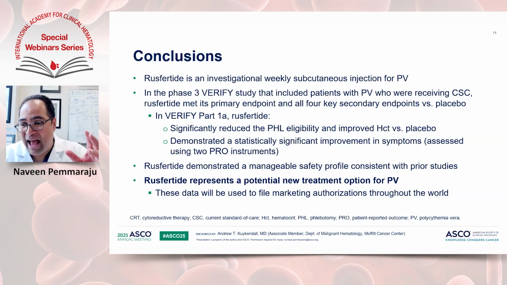And I want to emphasize that 50% of the patients were already on some agent, still phlebotomy-dependent, and were given rusfertide on top. So it shows a real-world feasible combinatorial program. Now this study will continue maturing, and we hope it can be an option for patients in the coming years.